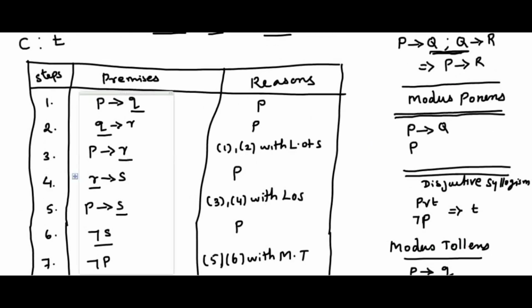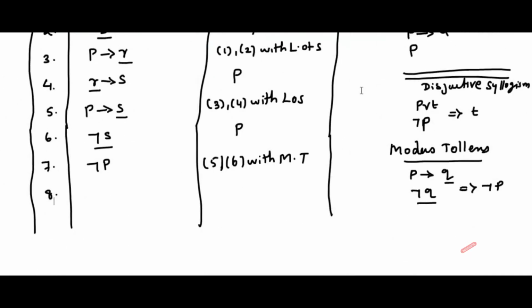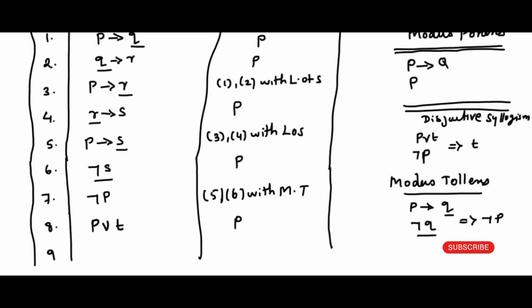So I am going to consider the premise, step number 8, P or T, which is a given premise. So using any one of the steps with step number 8, we can write the next step. Using the 7th step and 8th step, I am going to write the next step, that is step number 9. One more important law is disjunctive syllogism.